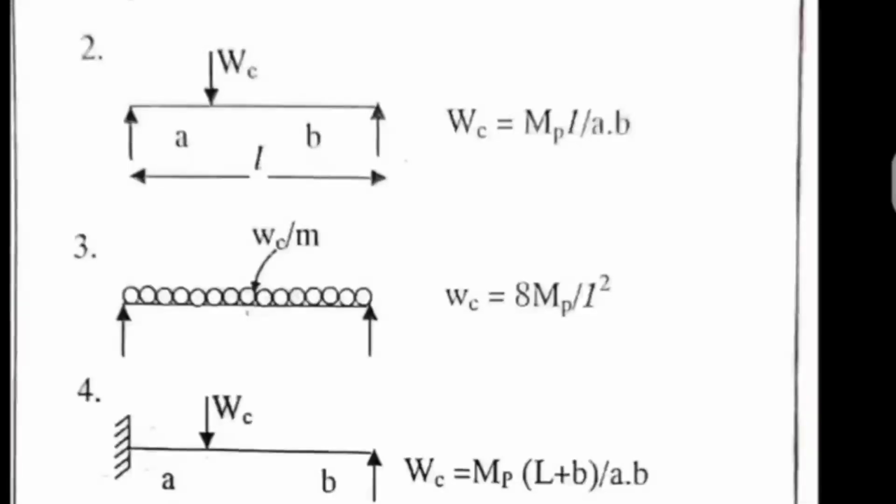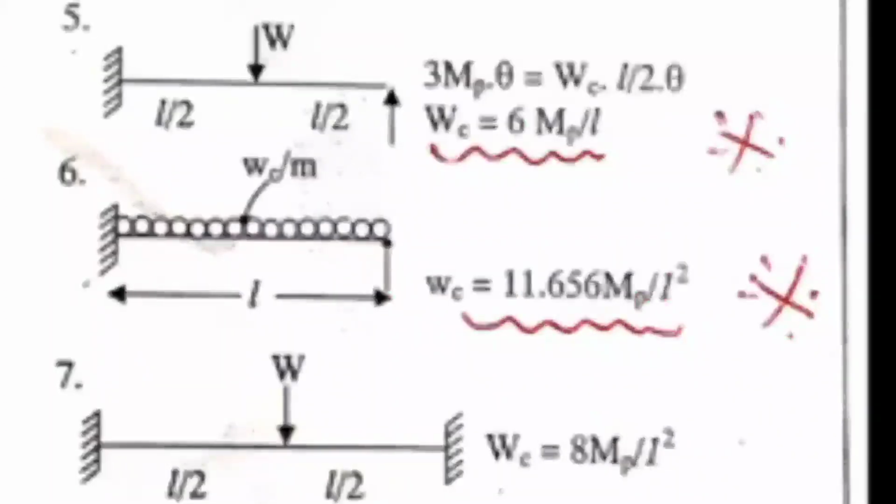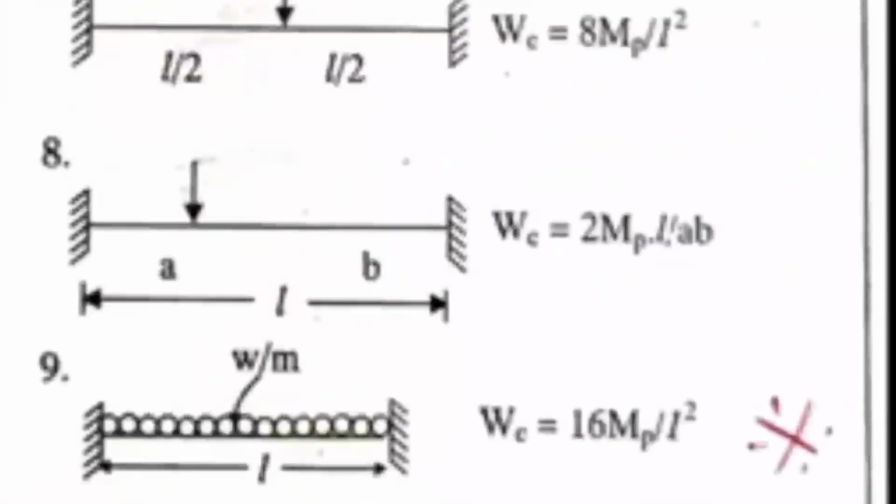So these are the propped and simply supported cases, and the next two are very important: propped cantilever beam with the central load W, it is 6 MP by L, and propped cantilever with UDL, it is 11.656 MP by L square. Fixed beam with center load, it is 8 MP by L. And then fixed beam with the load at distance A, it is 2 MP L by A into B, and fixed beam with UDL throughout, it is 16 MP by L square.